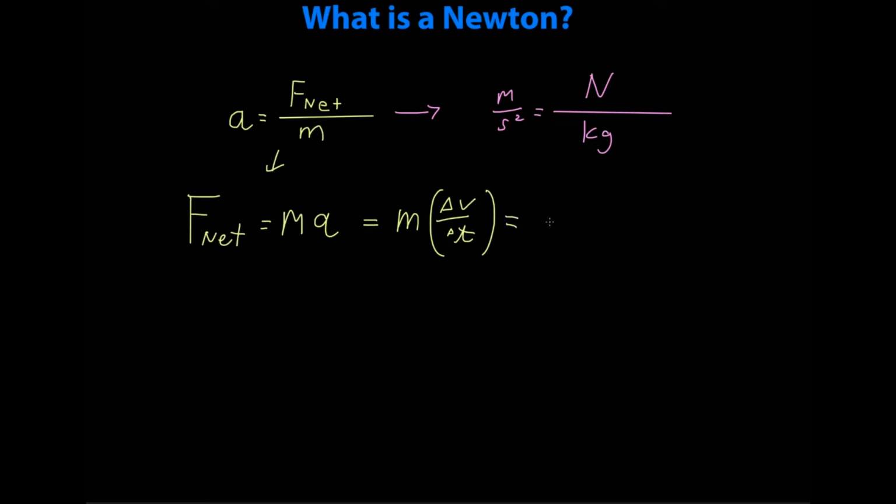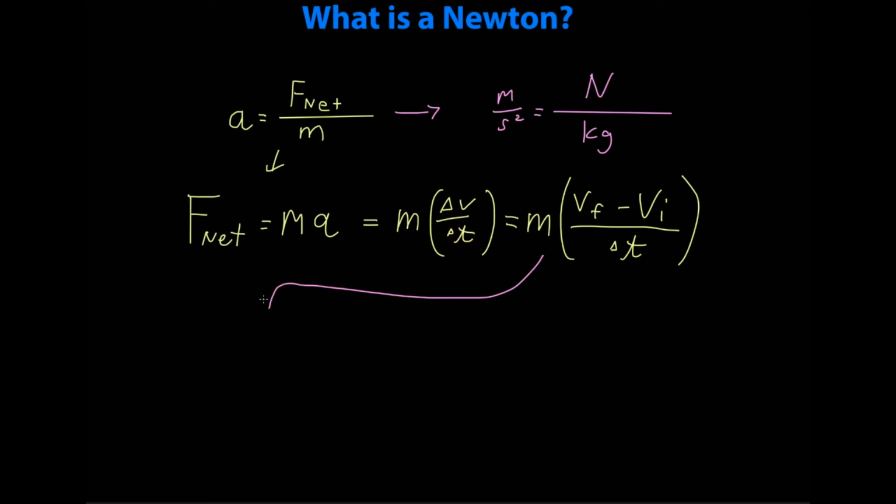I'm going to expand that. I get mass Vf minus Vi over delta t. So this is mass times acceleration, and if you recognize it, this is the second kinematics formula. Okay, now I'm going to take this, and I'm going to do this with numbers and units instead of the variables. So here's the basic idea.